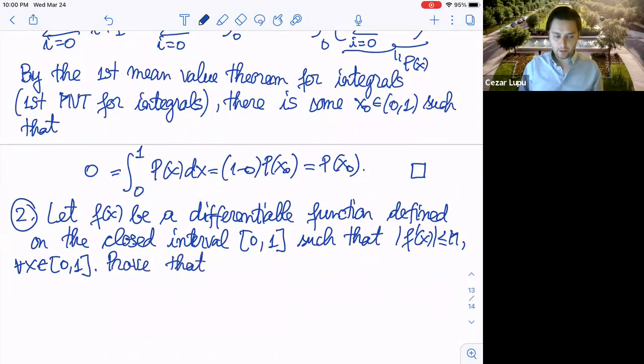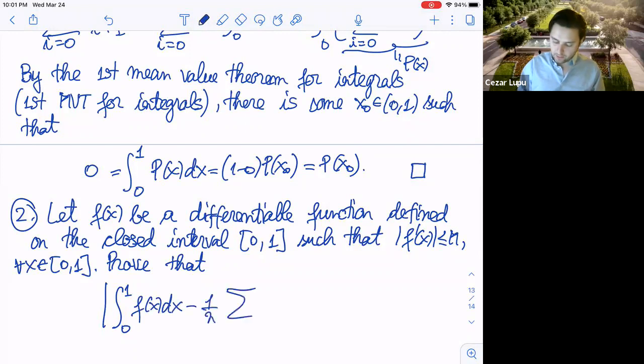We have the following. So I'm going to take the absolute value of the integral of f of x dx, and I'm going to subtract here a Riemann sum, and I would like to estimate this. We know that the Riemann sum converges as n approaches infinity to the integral from 0 to 1 of f of x dx. But this will be less than or equal to M over n.